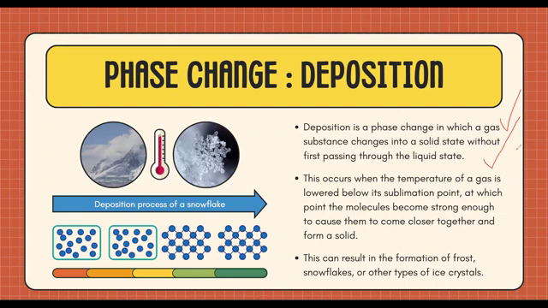Okay. Deposition is a phase change in which a gas substance changes into a solid state without first passing through the liquid state. Good. So the first one that we saw was called sublimation, whereby a solid changes into a gas. Now we are seeing the reverse process where a gas changes into a solid, and it is called deposition.